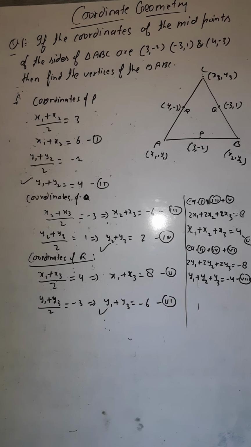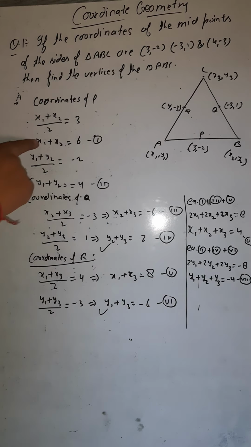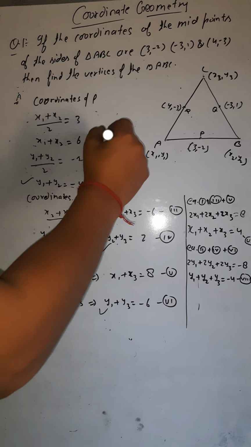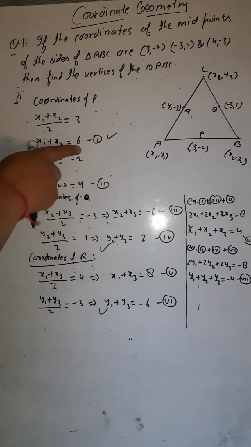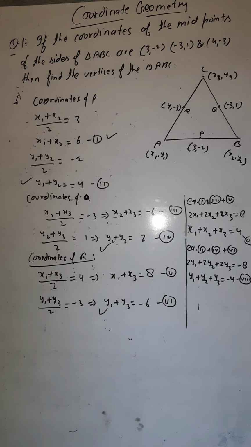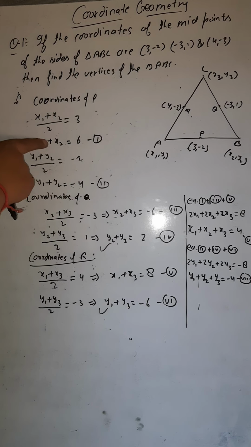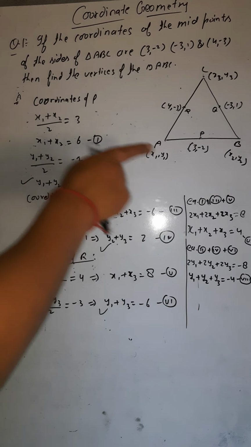Now how would I find out the values using all these equations? Have a look. I have the value of x1 plus x2 from equation number 1. Check out equation number 1: x1 plus x2 is 6. Means in place of x1 and x2, I can write 6 there. So if I write 6 here, I would get the value of x3 from there. So here I am using equation number 1 and 7.